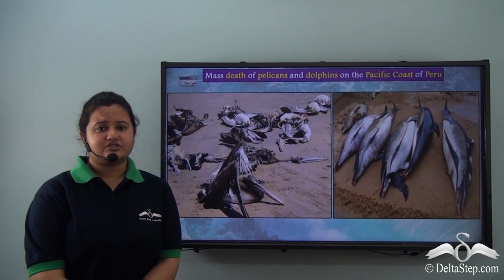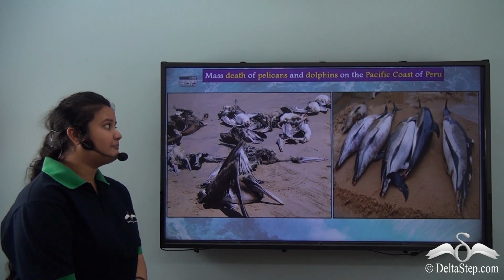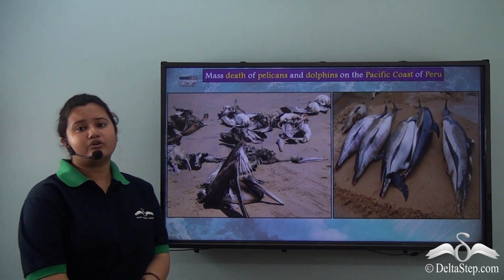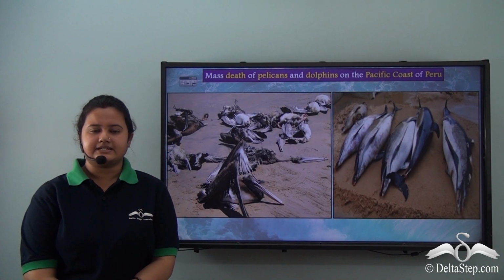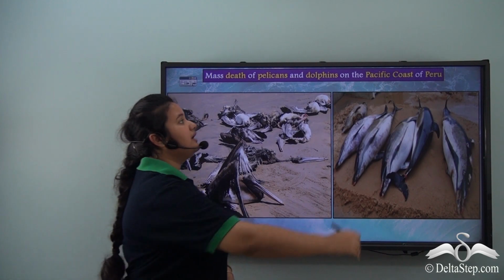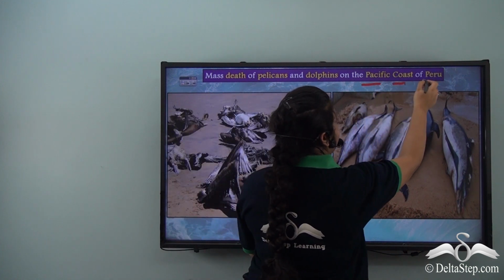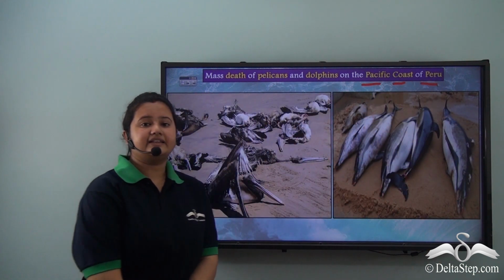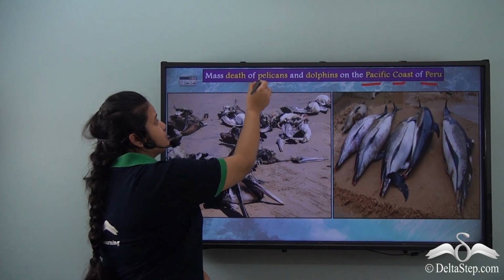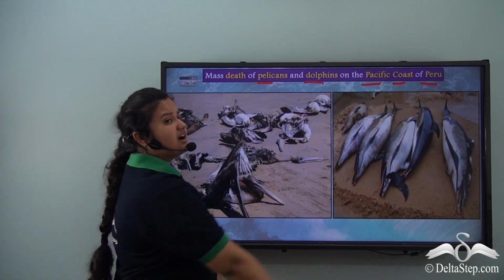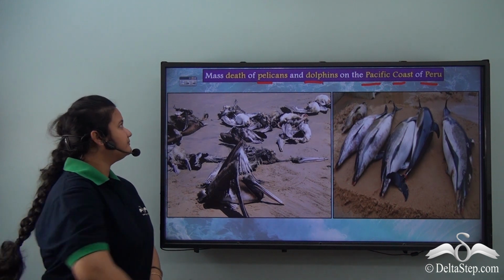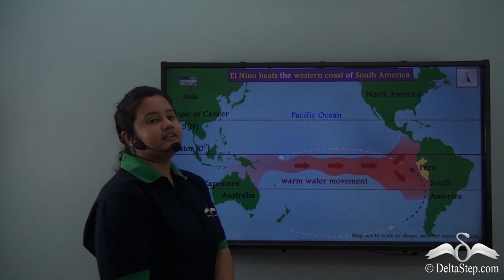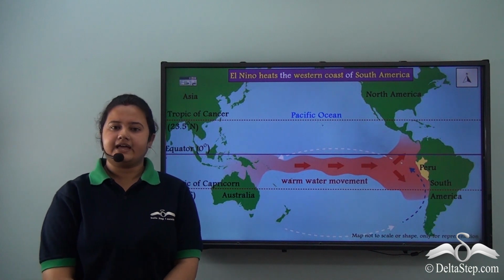Look at these pictures. It is so sad to see massive death of these poor creatures. But what is the reason behind this massive death? Well, these incidents can be observed on the Pacific coast of Peru. Here at this place, most of the pelicans and dolphins are dying. But what is the reason behind this death? The reason for their death is El Nino.